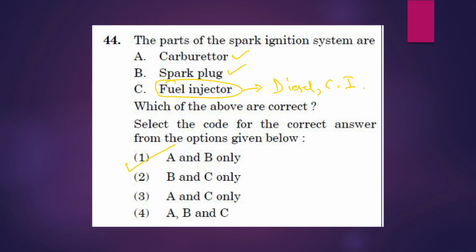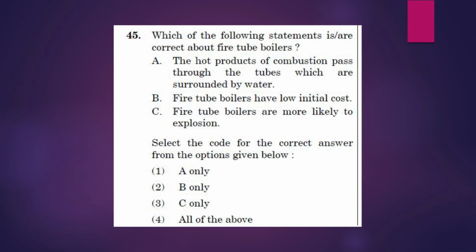Which of the following statements is or are correct about fire tube boilers? Fire tube boiler examples are Cochran boiler and Lancashire boiler. The hot products of combustion pass through the tubes which are surrounded by water. Yes, this is correct. Then fire tube boilers have low initial cost. This is also correct. Small units. Fire tube boilers are more likely to explosion. This is also correct. So A, B, C. All of the above. 4 is your answer.